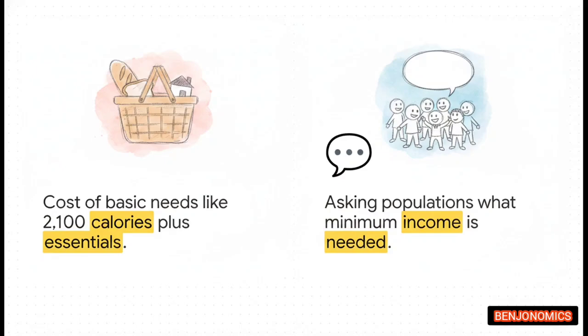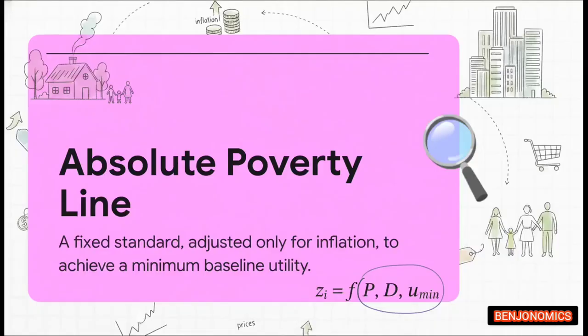and then you tack on the cost of non-food essentials like shelter and clothing. On the flip side, we have subjective approaches. Now, this is still analytical, but it relies heavily on the human experience. We're directly polling populations and asking them, hey, what do you personally feel is the absolute minimum income needed just to make ends meet?